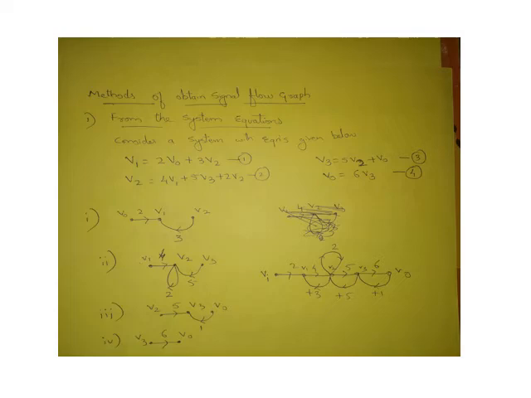So now we'll consider these equations, where the first equation is V1 equals 2 into VI plus 3 into V2. The second equation we have is V2 equals 4V1 plus 5V3 plus 2V2, and so on, equations 3 and 4. So first we'll just look into the first equation.